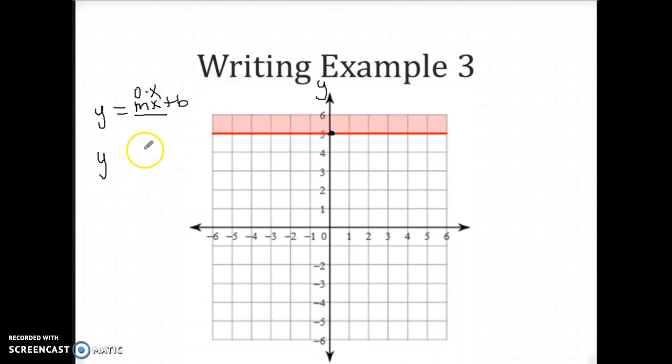So y, and it's shaded above this line, so all numbers greater than 5, y is greater than, and it's a solid line, so I want to have y is greater than or equal to 5. This is showing me that any y coordinate of 5 is a solution, and anything above a y coordinate of 5 is a solution to this inequality.